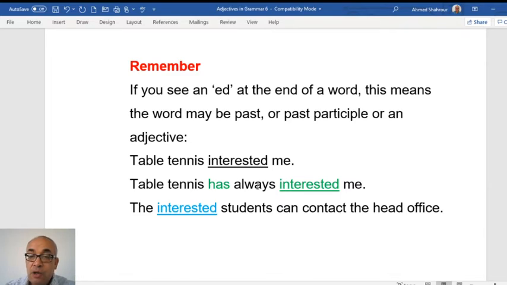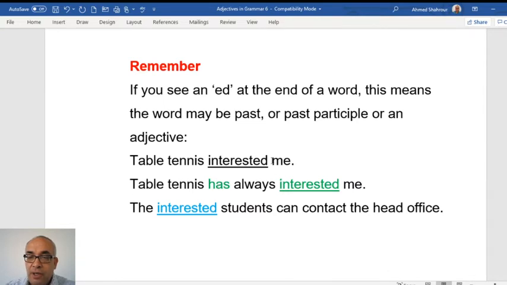Table tennis has always interested me. Again here, has always is the verb. That's why I put it in green. Has always is the verb, and we call it present perfect.